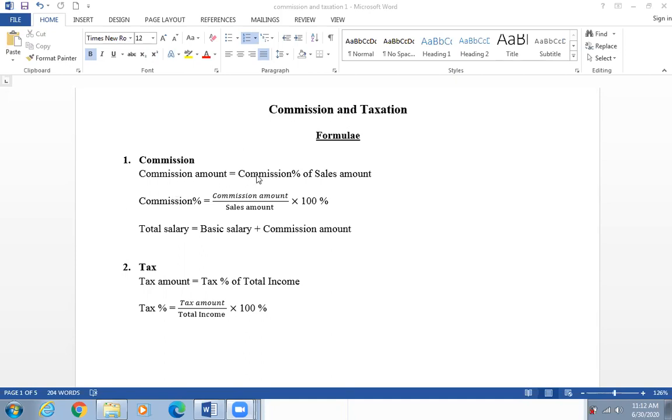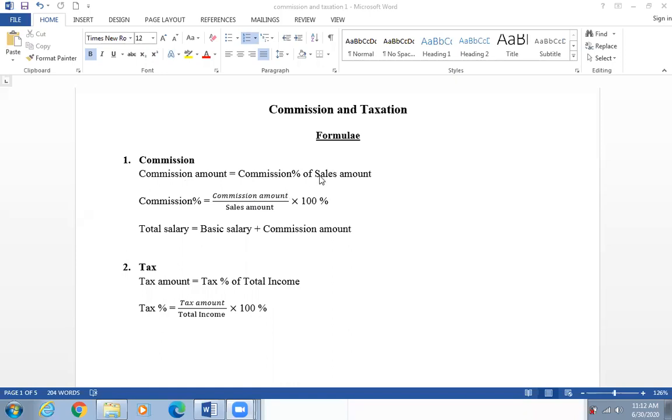Commission amount equals commission percentage of sales amount. Of means multiply. Commission percentage of sales amount. That means how much commission you are going to get. मेरो commission कति हुन्छ त भने some commission amount will be given to you all. Suppose I'm going to sell some house. I'm a dalal over here. If I sold anyone's home, then I'll get a commission.